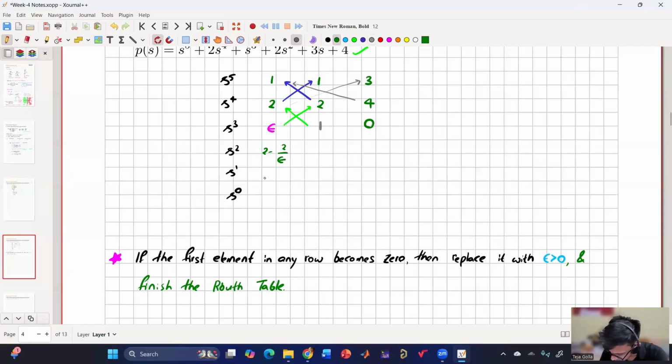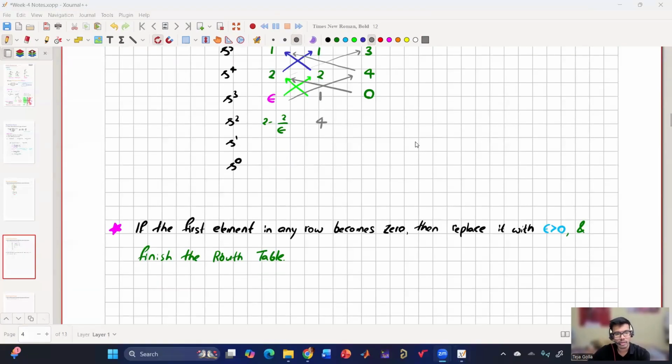Now the next element will be epsilon into 4 minus 0 into 2 by epsilon. So what is this? 4, right? 4 epsilon minus 0 by epsilon, which is 4. Both of you are getting it, right? It is 4 because one element is 0, so this element will come down. Yes, sir. Okay, so now let us calculate s to the power 1. I'll make more space here. So s to the power 1 and s to the power 0.